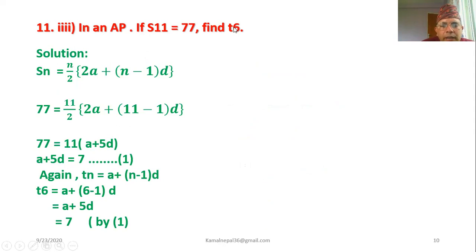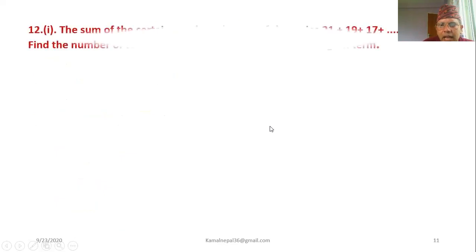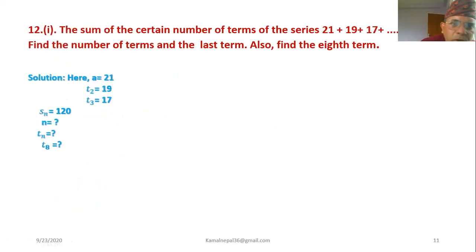Then we need to find out T6. T6 is equal to a plus 6 minus 1 d. So it is a plus 5d, a plus 5d. You already have this value in equation number 1. It is 7. So T6 is equal to 7. It is your solution of 11 second. Next, number 12.